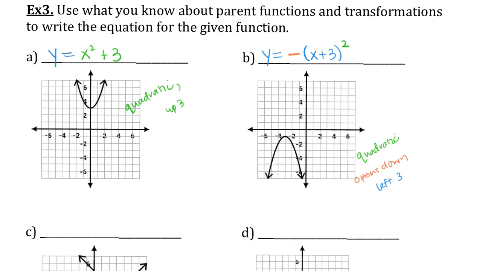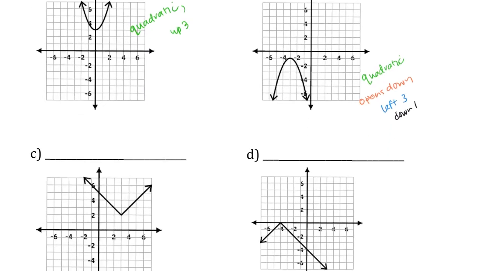Okay, does it move up or down? Left 3, down 1. It goes down 1. Okay, let's check it. It opened down. Yes. It went left 3, down 1. It was quadratic, has a squared. Okay, let's try the next one.